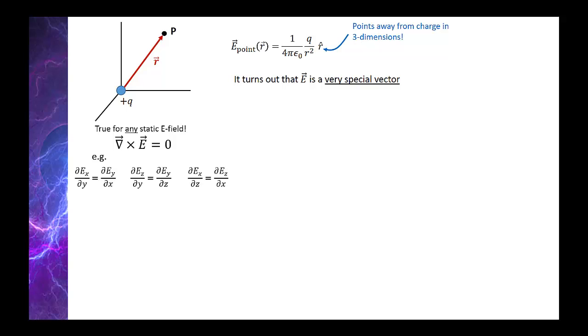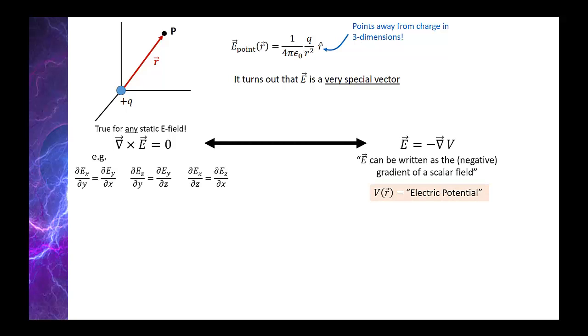In particular, the derivative of the x component with respect to y happens to be equal to the derivative of the y component with respect to x, and so on for the other directions as well. So the different directions of the electric field are all related to each other, and not completely independent. It turns out that this is connected to another surprising fact about the electric field, which is that you can write the electric field as the negative gradient of some scalar field. And we call that scalar field the electric potential.